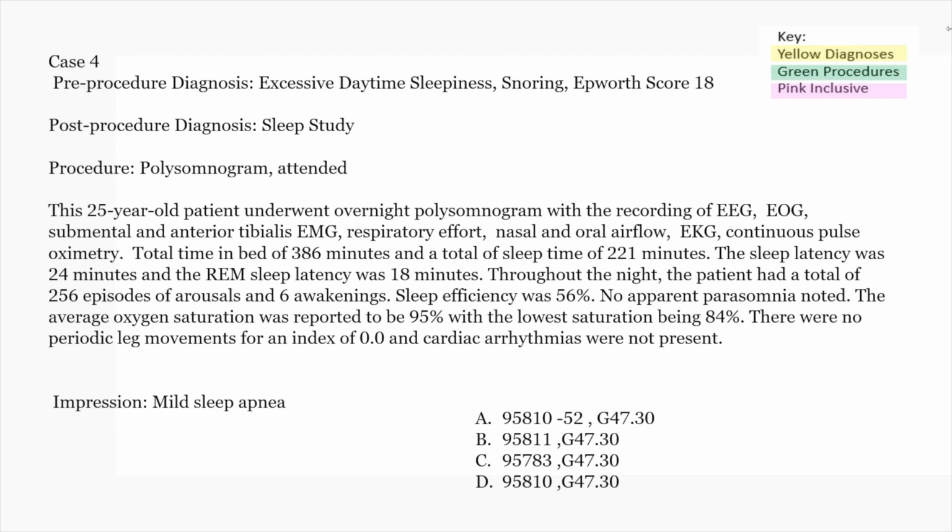Sleep efficiency was 56%. No apparent parasomnia noted. The average oxygen saturation was reported to be 95%, with the lowest saturation being 84%. There were no periodic leg movements, with an index of 0.0, and cardiac arrhythmias were not present. Impression: mild sleep apnea. All right, coders, you have 2 minutes. Let's get it. Let's code.